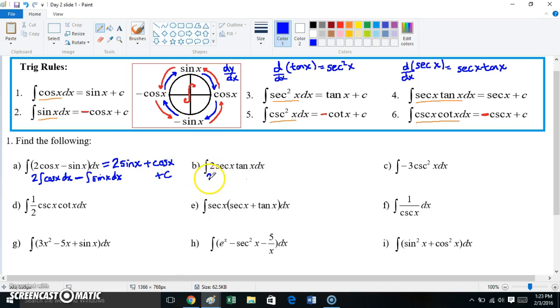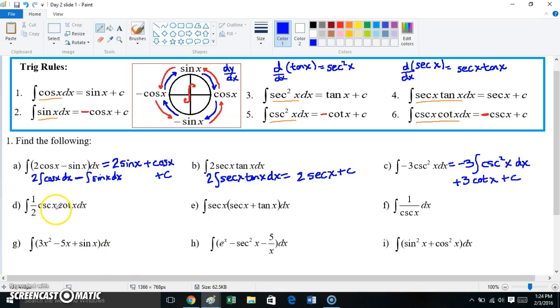Part B, the integral of 2 secant x tangent x. We can pull that 2 out in front as the coefficient of the integral of secant of x tangent of x, and that is 2 secant of x plus c. Letter C, negative 3 times the integral of cosecant squared of x dx. The integral of cosecant squared is negative cotangent. So that's negative 3 times negative cotangent. That'll become positive 3 cotangent of x plus c.